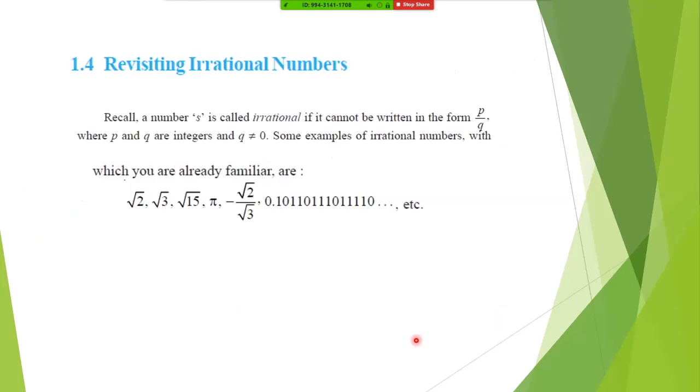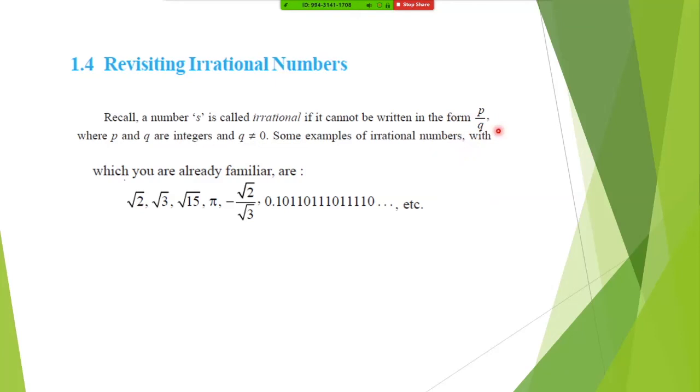Okay, now we are going to the next part where we are revisiting irrational numbers. Now, what are rational numbers actually? Rational numbers are any numbers which you can write in the form of p upon q, where p and q are integers and q is not equal to 0. Other than that, we say rational numbers are also something in terms of decimals. If they are either terminating decimals or repeating non-terminating decimals, they are called rational numbers.